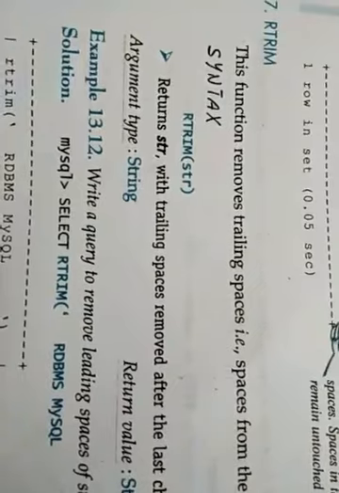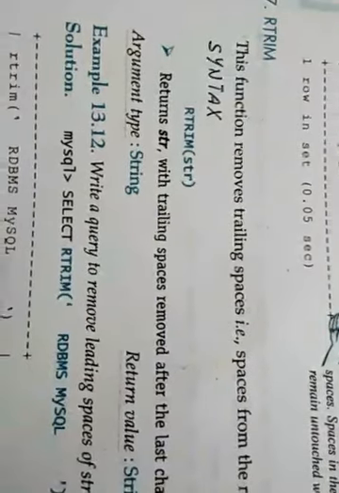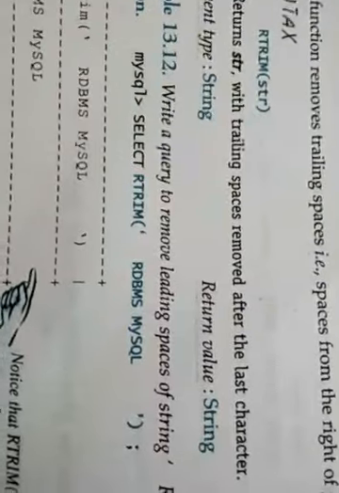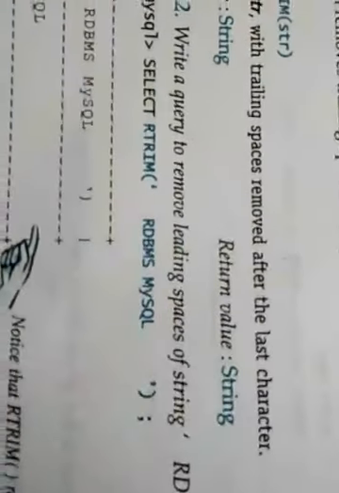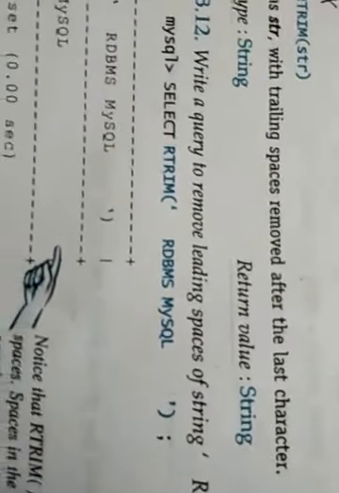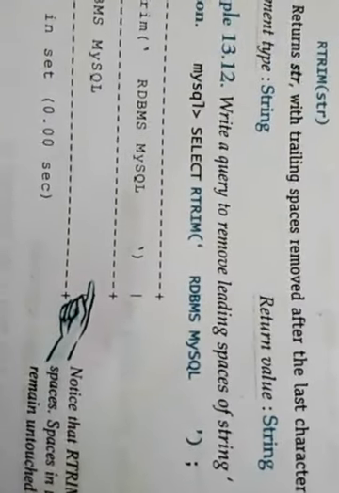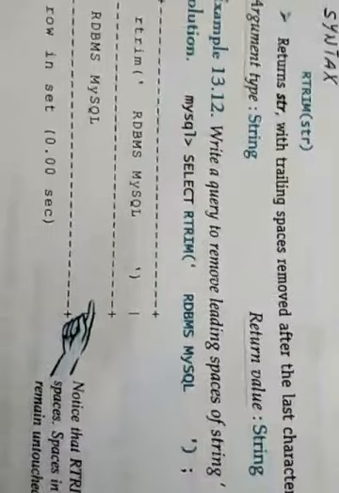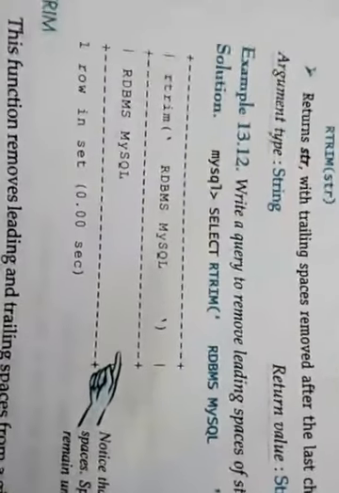And the next function is RTRIM. This will remove the trailing spaces. So we can see SELECT RTRIM with spaces in 'rdbms mysql' on both sides. We will get the answer only 'rdbms mysql', so the right hand side space will be removed from a string.